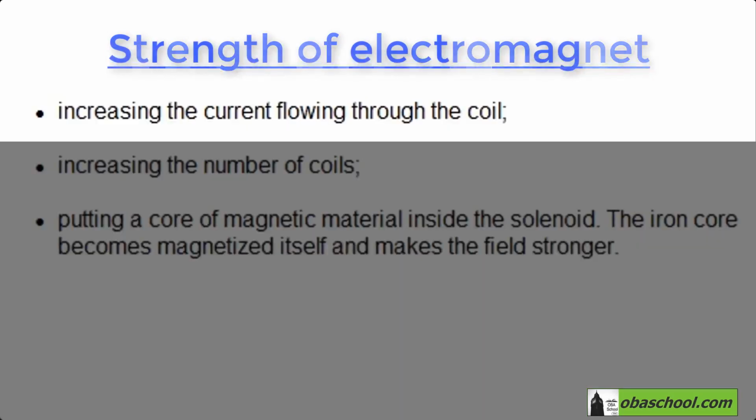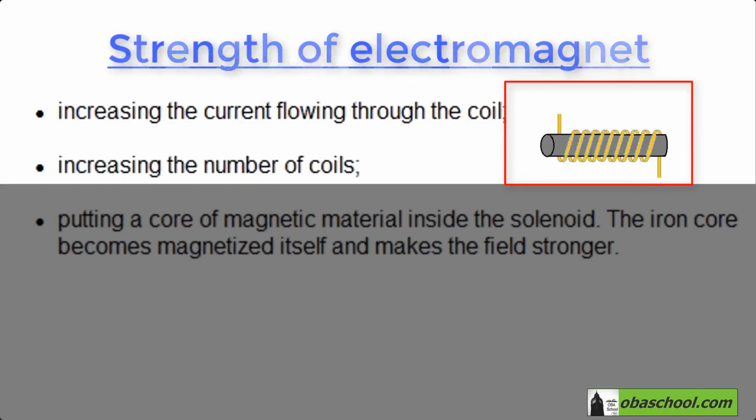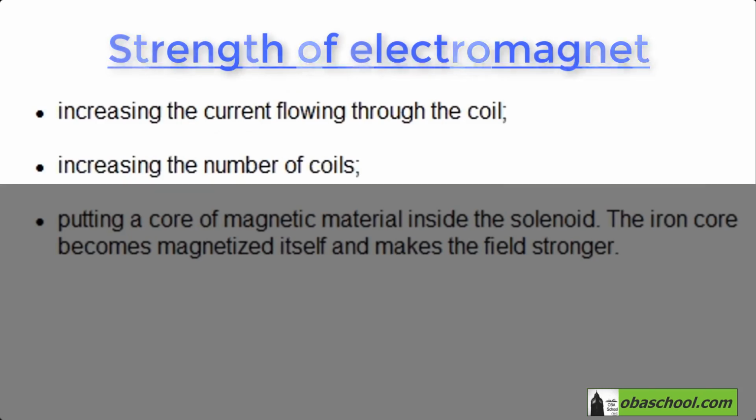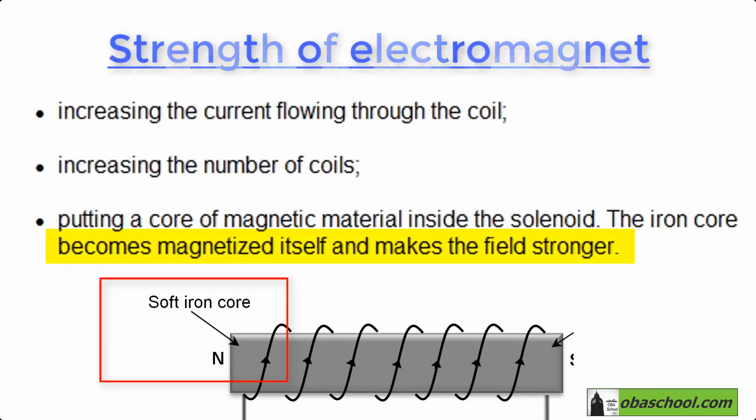Now, do you know that we can control the strength of an electromagnet? There are several factors to increase the strength. We can increase the current flowing through the coil. We can increase the number of coils. And putting a core of magnet material inside the solenoid, since the iron core becomes magnetized and makes the field stronger.